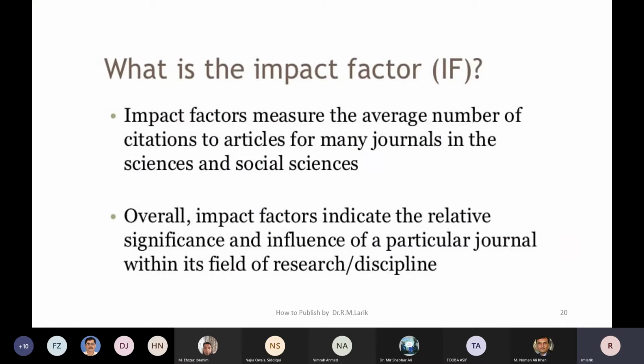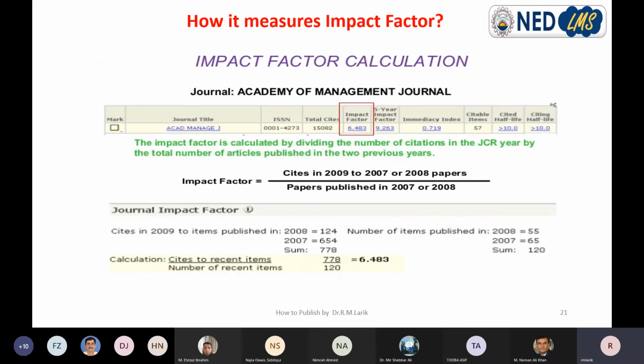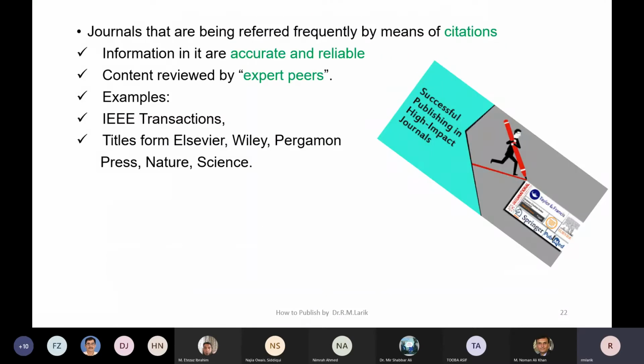So that's the definition of what is impact factor. You can see the definition of impact factor and how to calculate it, right? Actually, there are 2-year and 5-year impact factors. So it is the citations the articles receive in the year, and the total papers published in that year. So you will get the impact factor for maybe 2 years, 5 years, and so on. This is the calculation of impact factor, right?